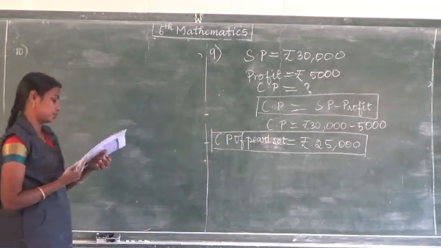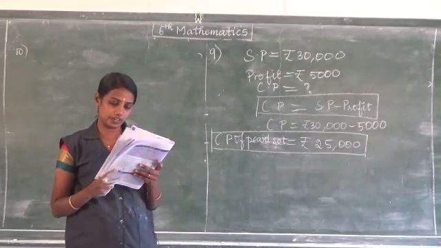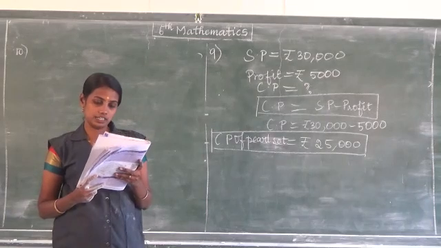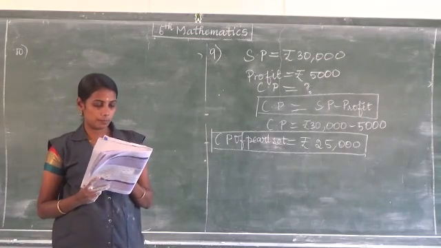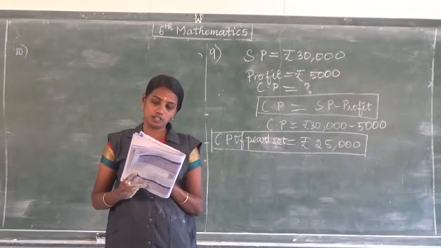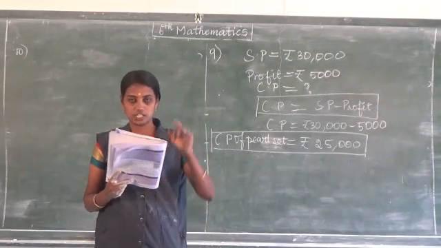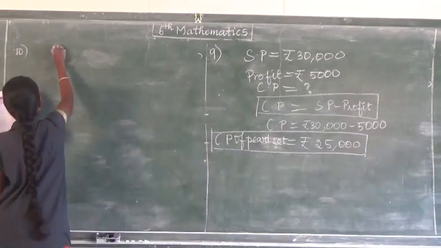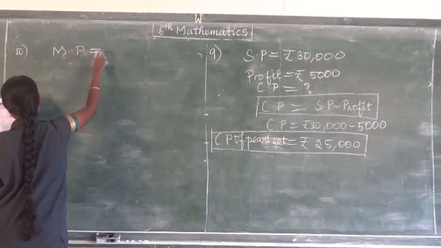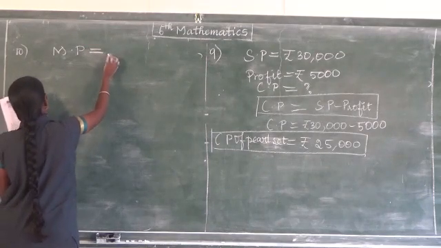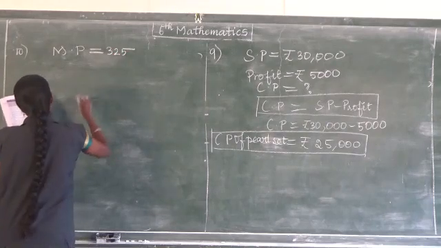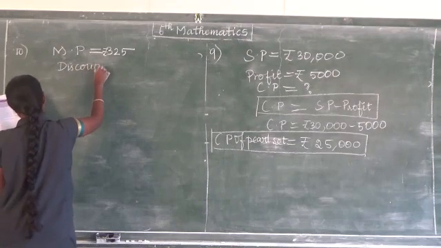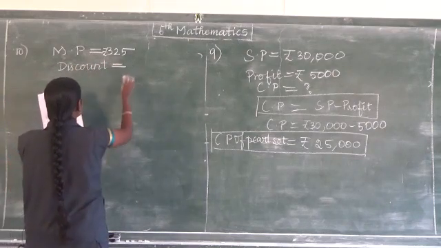If Guna marks his product to be sold for 325, gives discount of 30, then find the selling price. Listen to me. Guna marks his product to be sold for rupees 325. Mark means, as I said, marked price. Okay, marked price is 325, then discount is rupees 30.